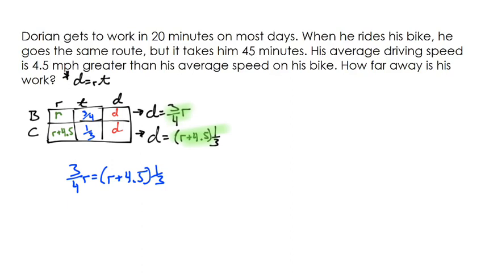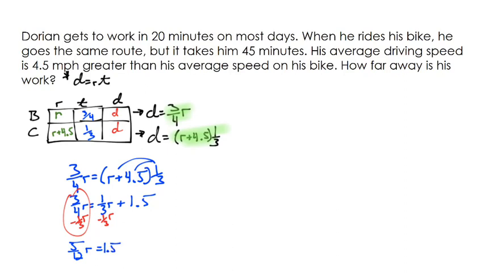Now let's solve this equation. So I'm going to distribute. So we have 3/4 R equals 1/3 R plus 1.5. And then here's where we got to be kind of good with fractions. I'm going to subtract 1/3 R from each side. And I'm not going to go into the math of how to do this right now, but if you get your common denominator and then subtract, you should get 5/12 R equals 1.5.